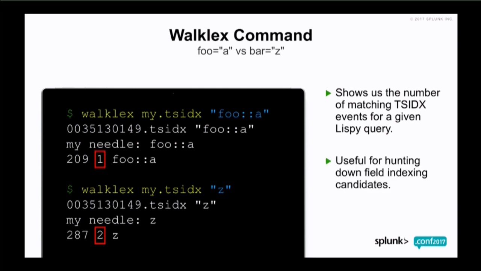So if you have a search that's returning hundreds of results and you know there's only like 10 or 20 that you actually want, it might be something to consider indexing that field for future searches. Okay.